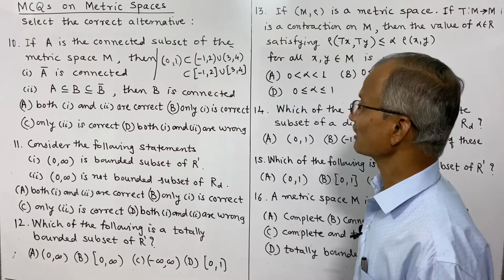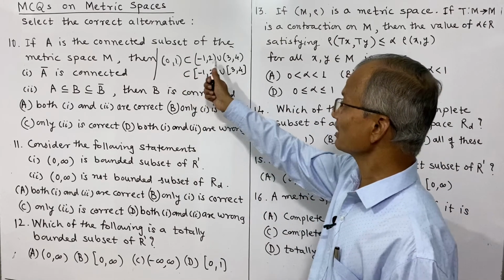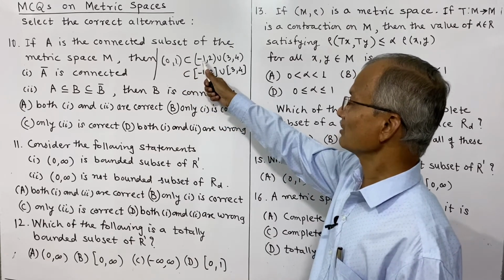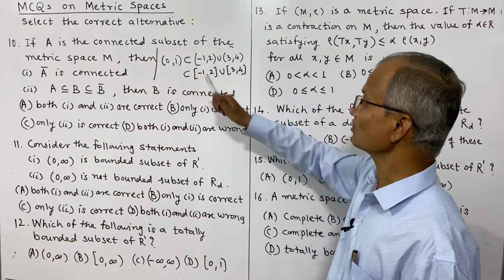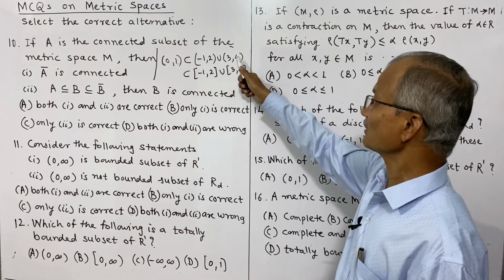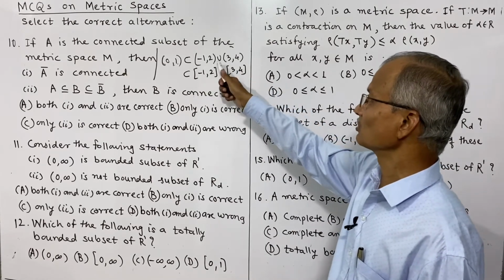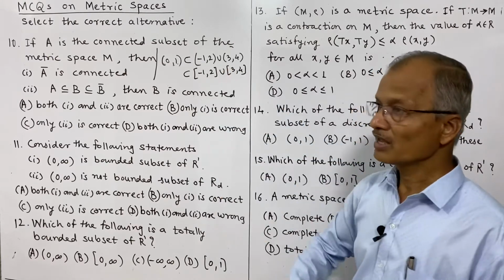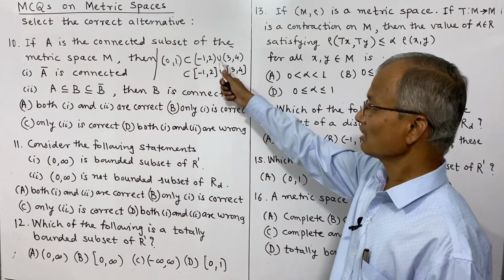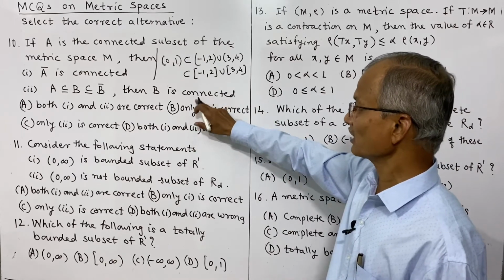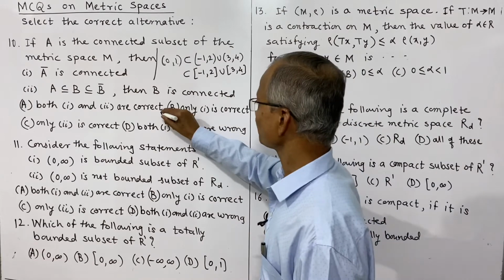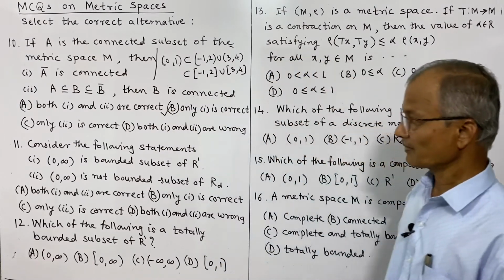B is not connected. A is contained in this 0 to 1, that is obviously in this interval -1 to 2. But it is union with 3, 4, and here is disconnection 2 to 3. The points between 2 and 3 are not in this set, and therefore this set is not connected, and that means this statement is false. That means only first is correct. So this is the answer.